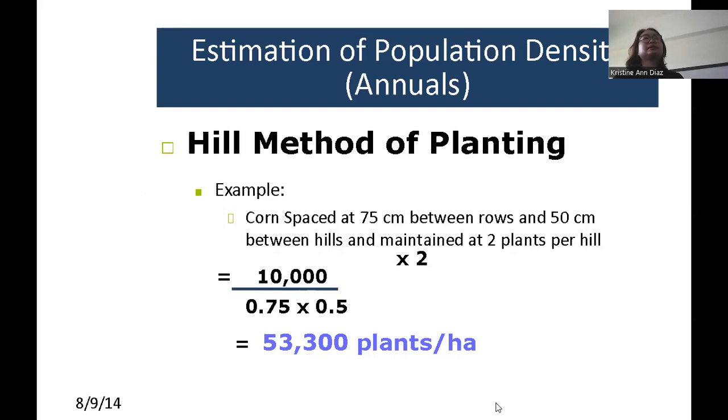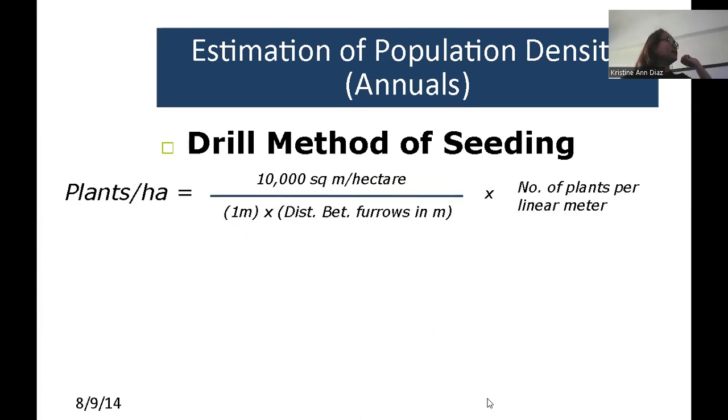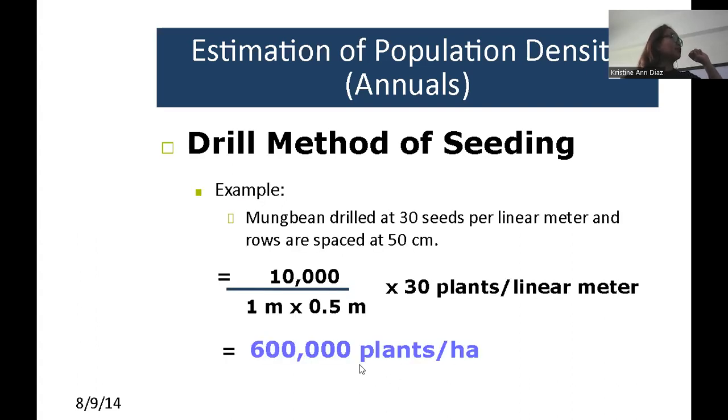53,300 plants per hectare. May copy ma, you have to send. Na sa GC. And for the drill method, pare-pareho raman actually, no? Kasi ang mag-vary lang siya sa number of plants per linear meter. So 10,000 again divided by 1 meter times 0.5 spacing times 30 plants.